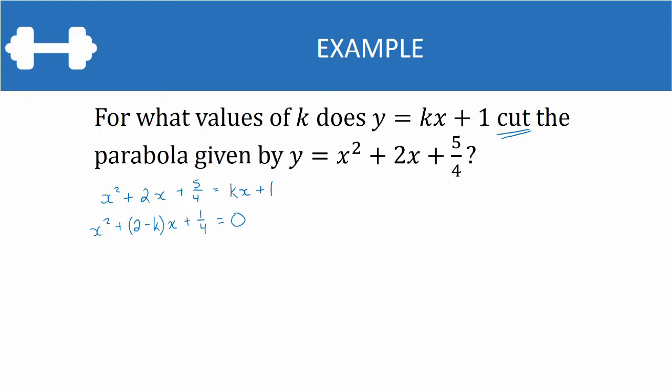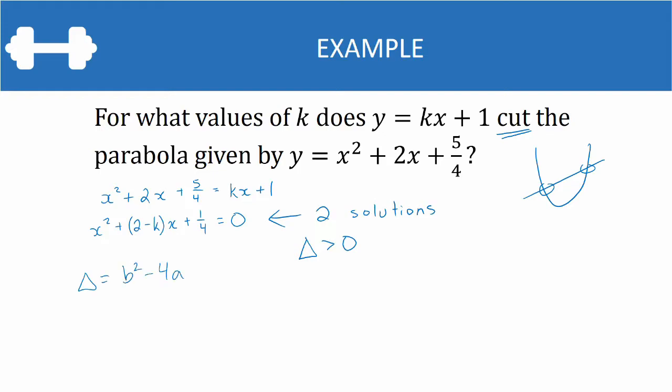And that's the key word. If it cuts the parabola, that tells me that it looks something like this, which tells me that there are 2 points of intersection, or 2 solutions to this quadratic equation. And as you're going through this, you should be thinking, what does that mean? Well, 2 solutions means the discriminant of that equation has to be positive.